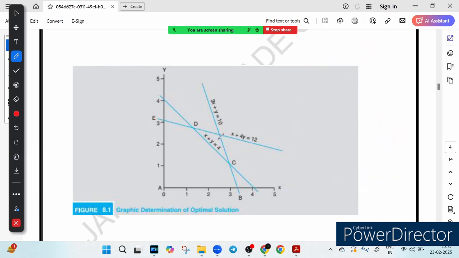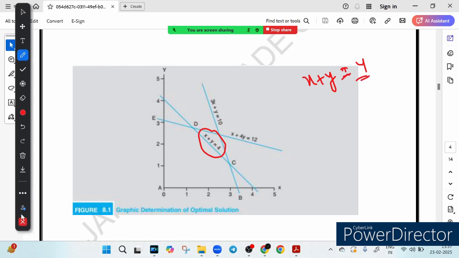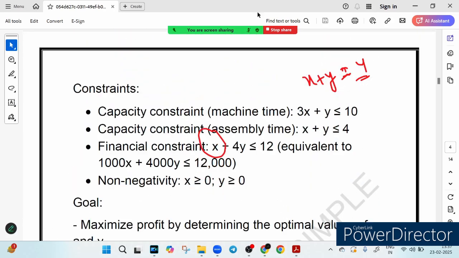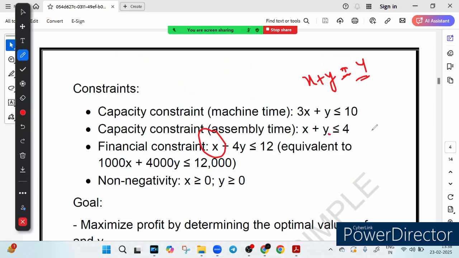Similarly, the third constraint line we have is x plus y is equal to 4. We ignore the inequality sign. We just take the equal sign into consideration. You see in our constraint we have an inequality sign also. We ignore the inequality sign, we just take x plus y is equal to 4.